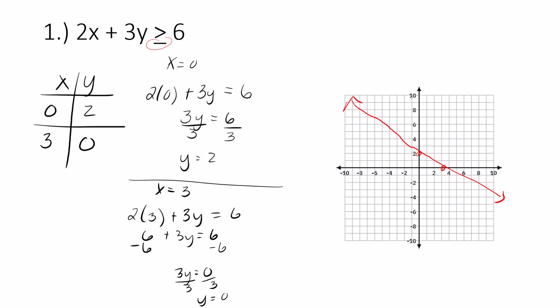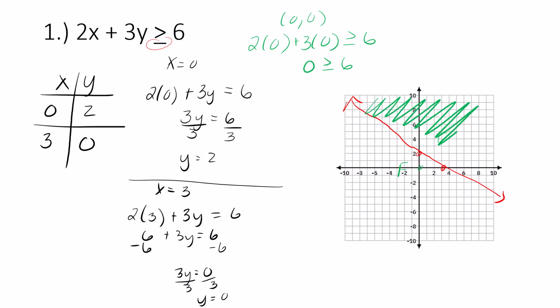Now, for this one, we were asked to use a test point. And I mentioned in the video lesson, if the point (0, 0) is available, use that one. Zeros are really nice. So we're going to plug in x is 0, y is 0. So 2 times 0 plus 3 times 0 is greater than or equal to 6. Oh, I love zeros. 2 times 0 is 0, 3 times 0 is 0, and 0 plus 0 is 0. And I end up with 0 is greater than or equal to 6. That is not true. That is the false side of the line. And so that means this is the true side of the line, and we shade in the true side.